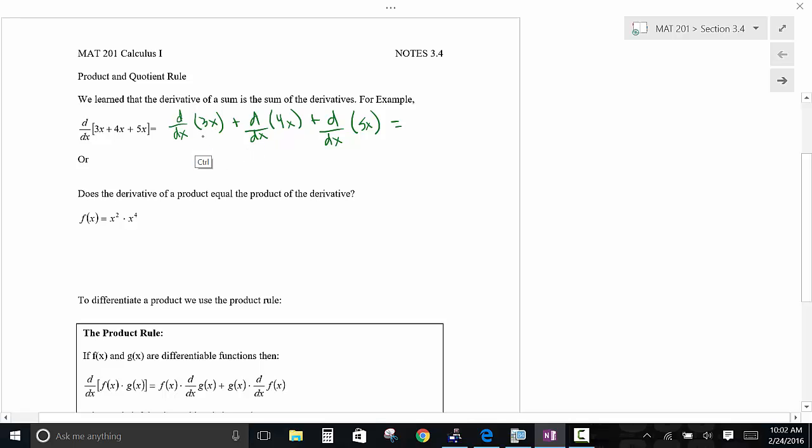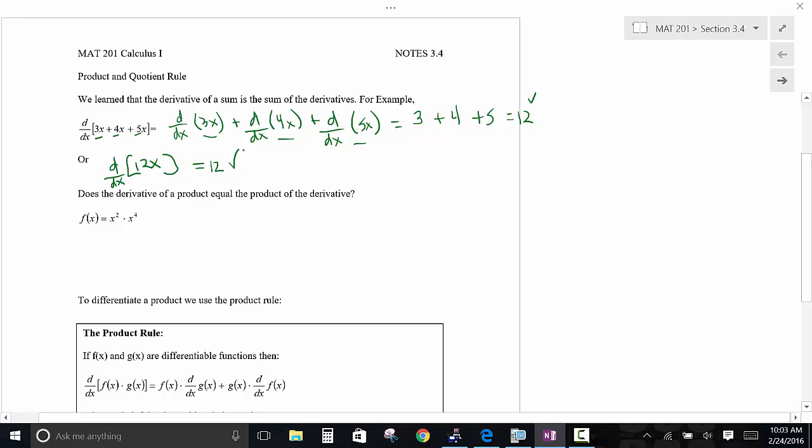So what is the derivative of 3x? 3. What's the derivative of 4x? 4. And the derivative of 5x is 5. So if you added those numbers together, you would get 12. You could also do this problem this way, and I think it would probably be more sensible if you just did it this way. Hey, these are all like terms. So 3 plus 4 plus 5 is going to be 12x. And then, of course, the derivative of 12x is 12.